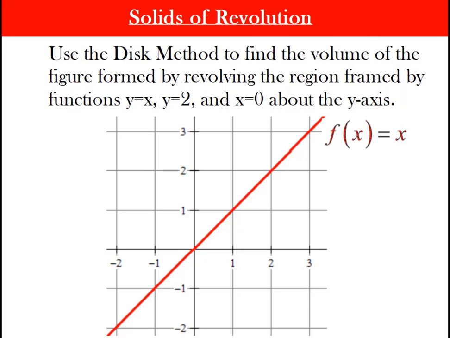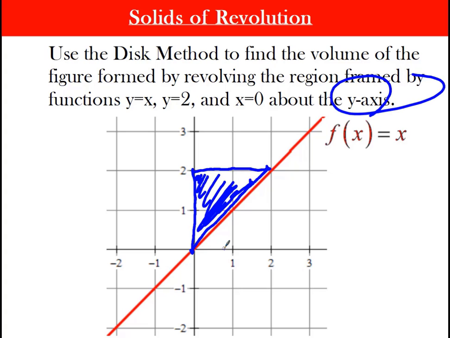Okay, so let's look at the region bound by these functions: y equals x, which is right here, y equals 2, which is a horizontal line, and x equals 0, which is the y-axis. We're looking at this region right here. But now what we're going to be doing is revolving it about the y-axis.